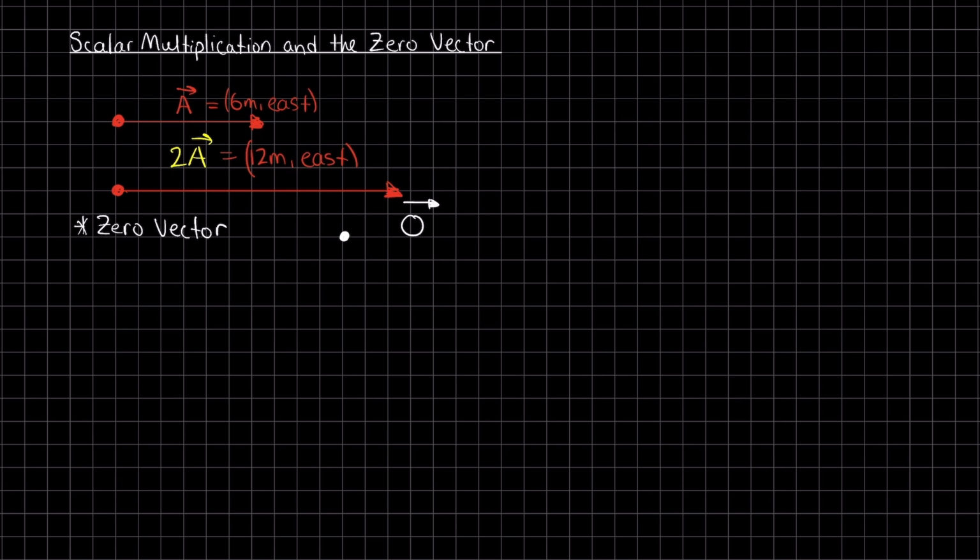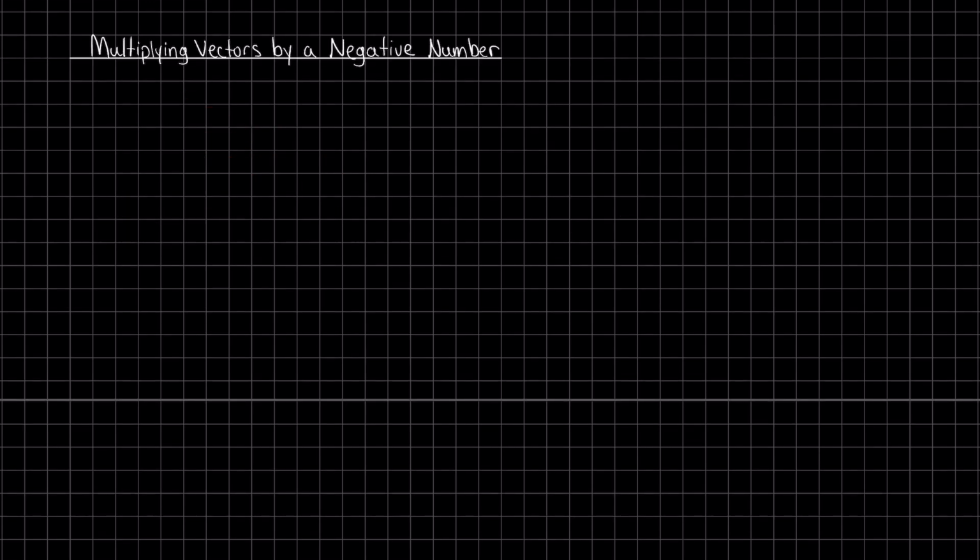That is what we call the zero vector. You can also get the zero vector if you add two vectors together such that they equal 0, meaning they cancel each other out. Let's see what happens if we multiply vectors by negative numbers.